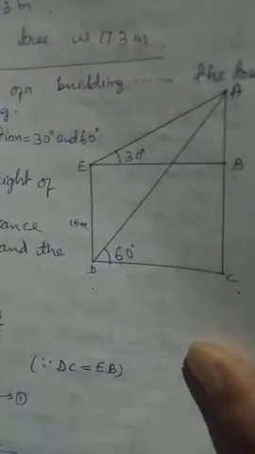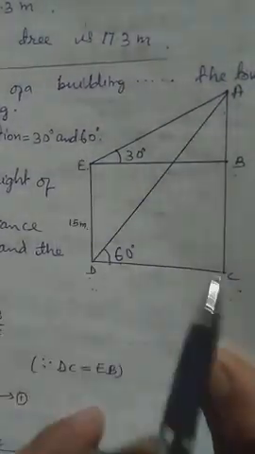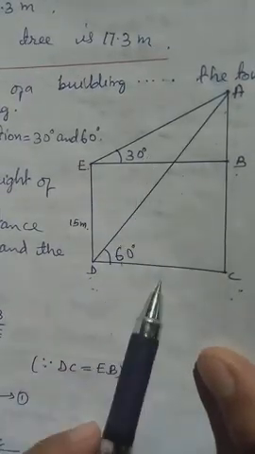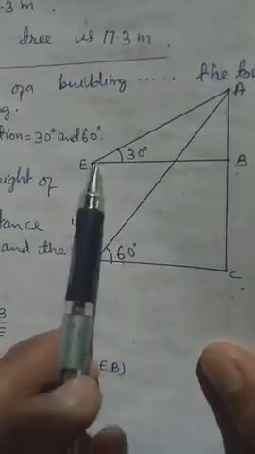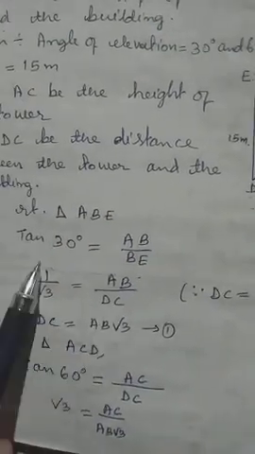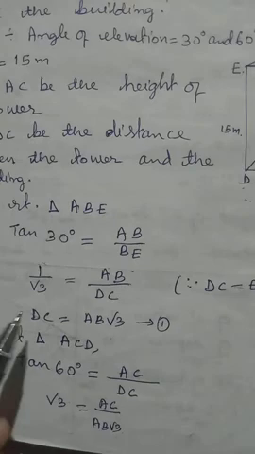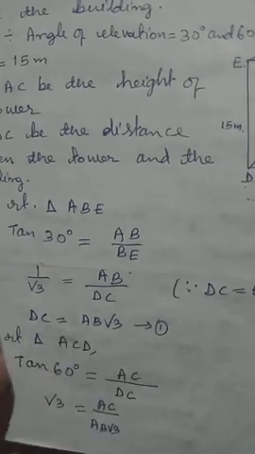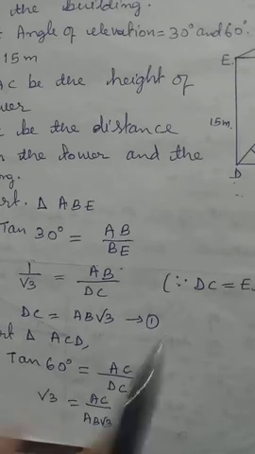Then as I told you, this is a rectangle, so DC and BE will be equal. They are the opposite sides of a rectangle. So in place of EB, we can replace it with DC. Then we cross multiply and we get DC equals AB root 3. We cannot do anything more there now, so we name it equation 1.